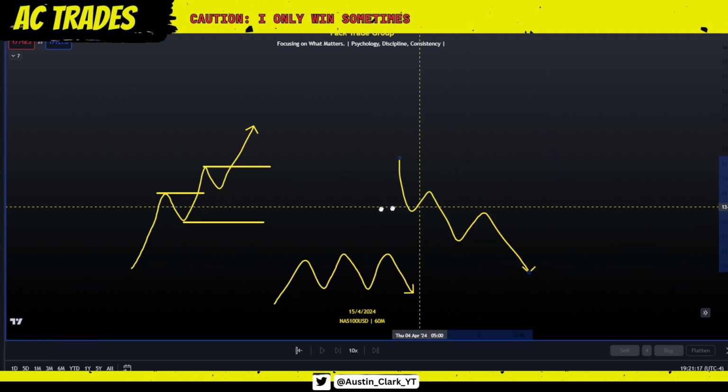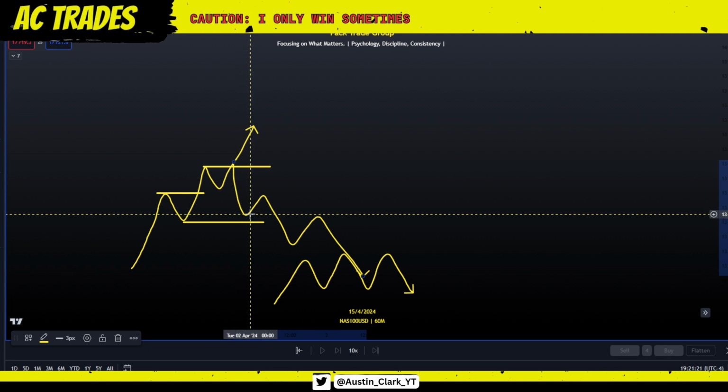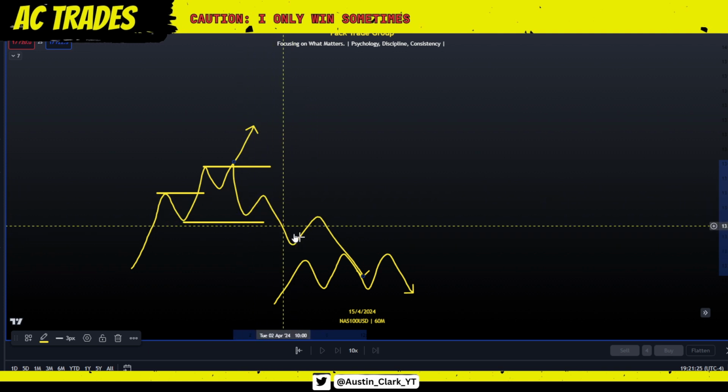And then, boom, what happens when one of these lows are broken? This low is broken. Okay, now we're starting to shift. Now we need another low and then lock it in and break another one. Boom. Okay, now we're bearish.